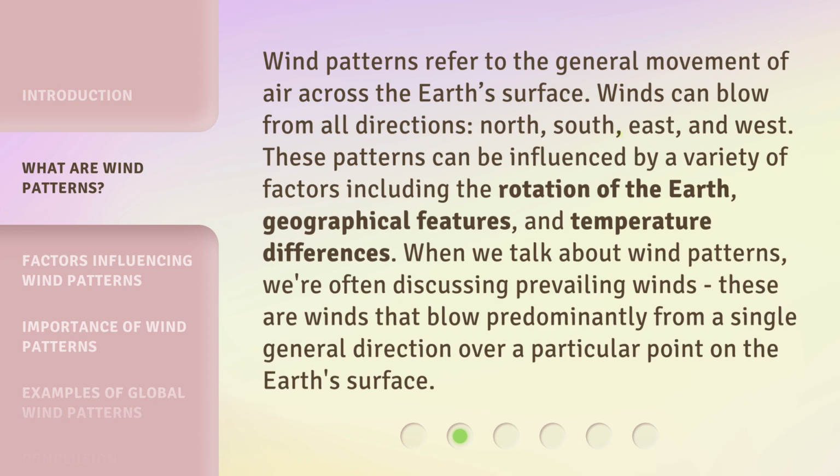Wind patterns refer to the general movement of air across the Earth's surface. Winds can blow from all directions: north, south, east, and west. These patterns can be influenced by a variety of factors, including the rotation of the Earth, geographical features, and temperature differences. When we talk about wind patterns, we're often discussing prevailing winds. These are winds that blow predominantly from a single general direction over a particular point on the Earth's surface.